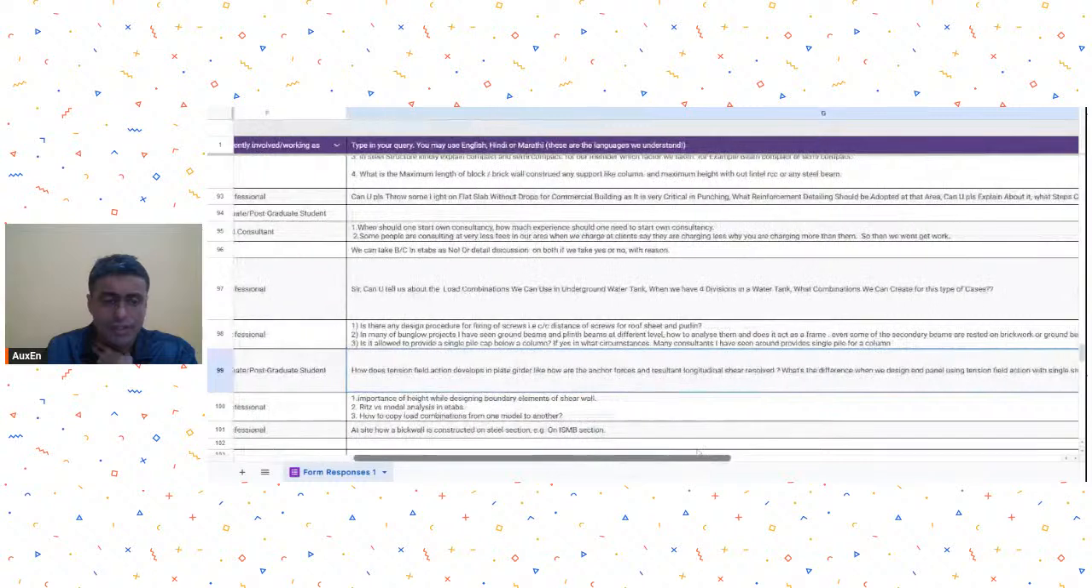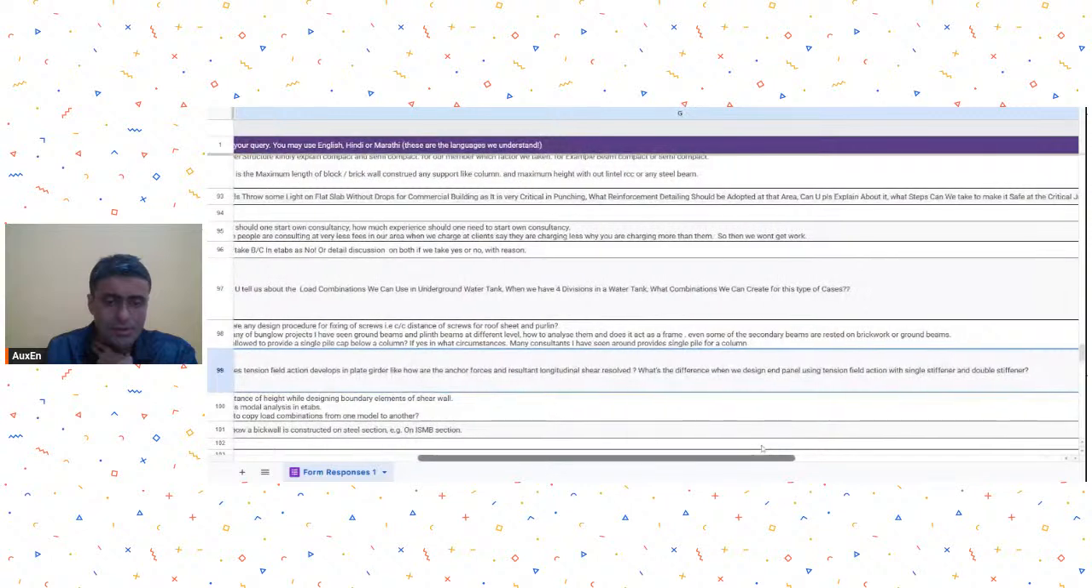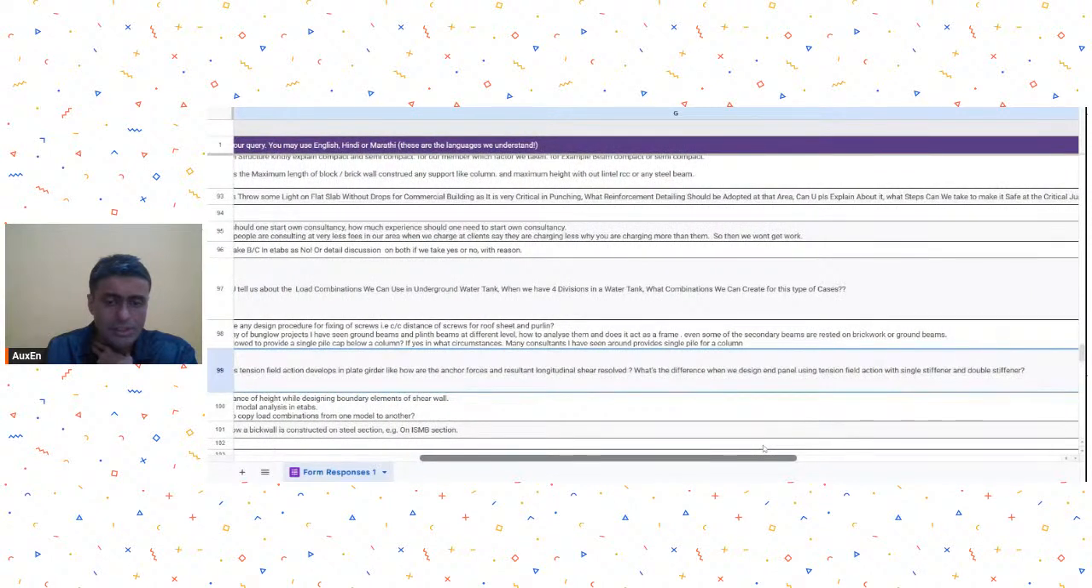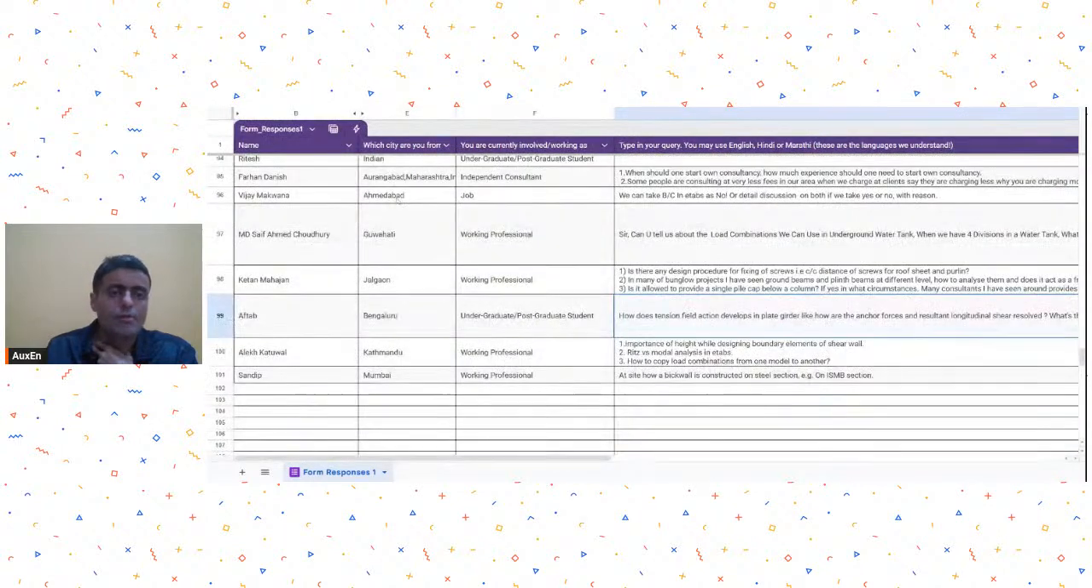How does tension field action develop in a plate girder? How are the anchor forces and resultant longitudinal shear resolved? What is the difference when we design the end panel using tension field action with a single stiffener and a double stiffener? So I think it's more of a theoretical question. What I'll suggest is that you go through the book by Professor N. Subramanian. I think it's a very good book which will help you understand this tension field effect.